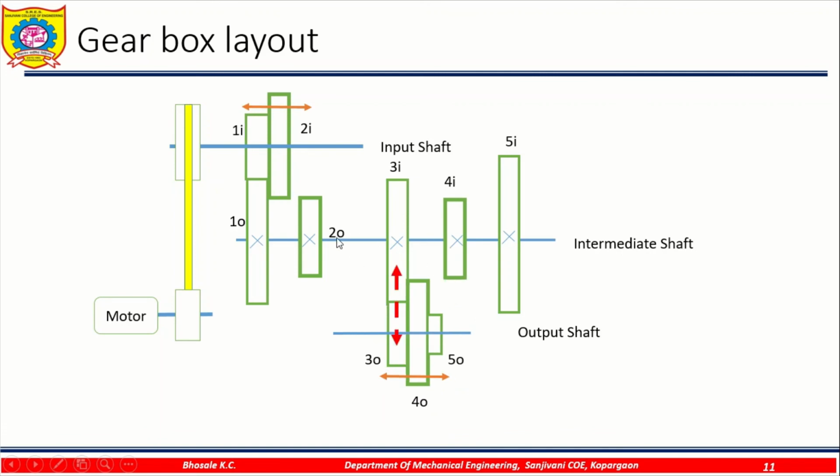Similarly, on the intermediate shaft there should be a combination of 3, so we should get 3 different spindle speeds. So we have written 3 input, 4 input, 5 output, and there is an output shaft with a gear hub of 3. We can slide these gears to any location.